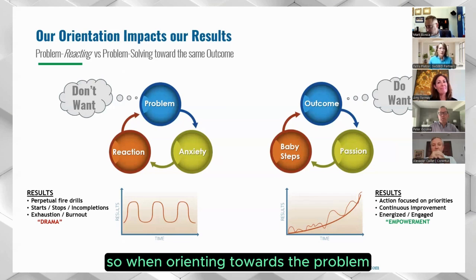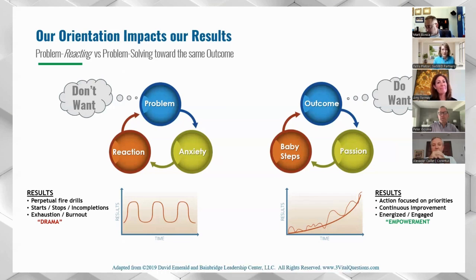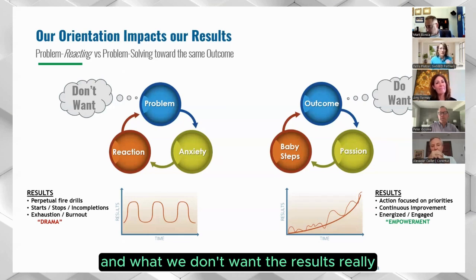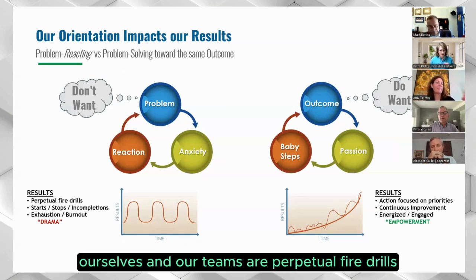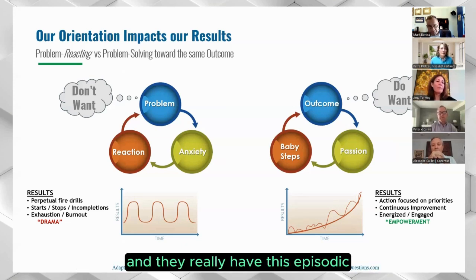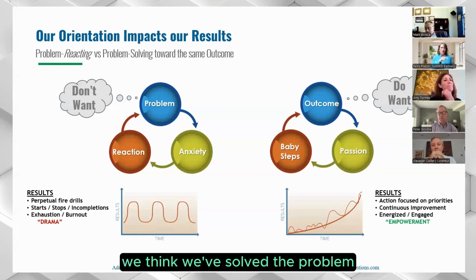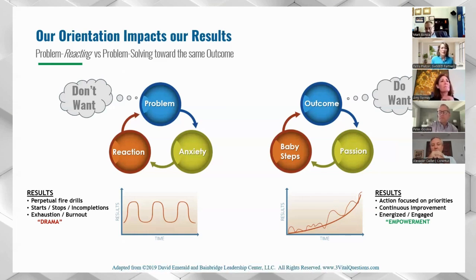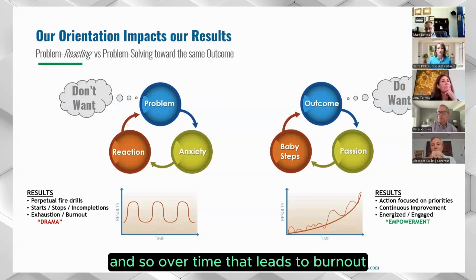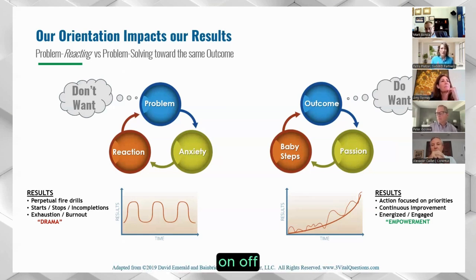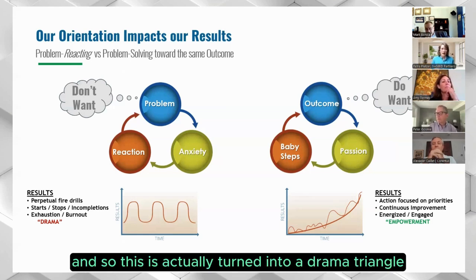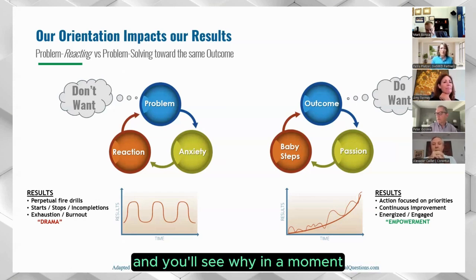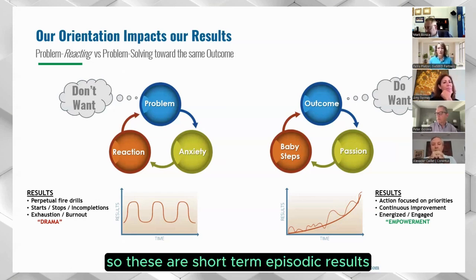So when orienting towards the problem and what we don't want, the results, our actions and behaviors, ourselves and our teams, are perpetual fire drills. And they really have this episodic quality. We think we've solved the problem, and then somehow it's here again in some different version. And so over time, that leads to burnout. So it's this repetitive on, off, on, off. And so this is actually termed the drama triangle, and you'll see why in a moment. So these are short-term episodic results.